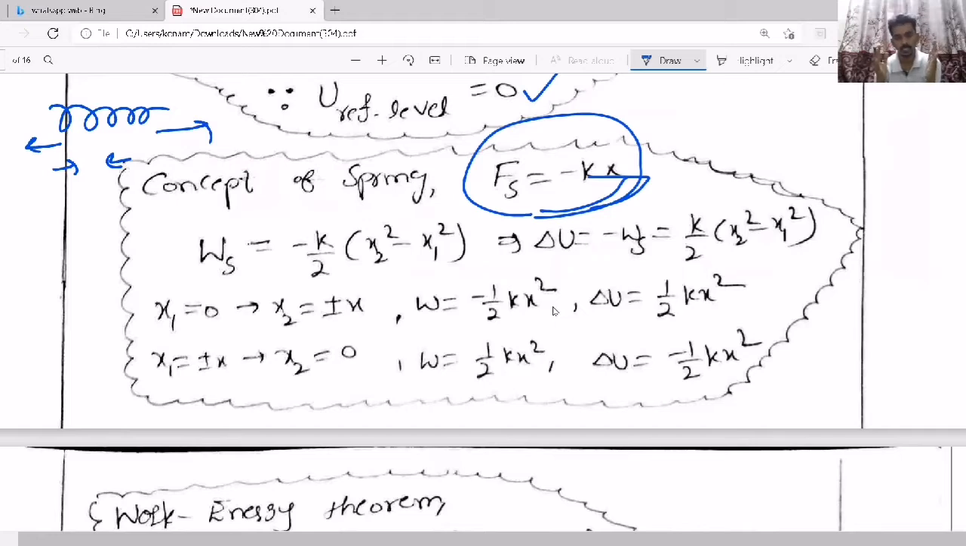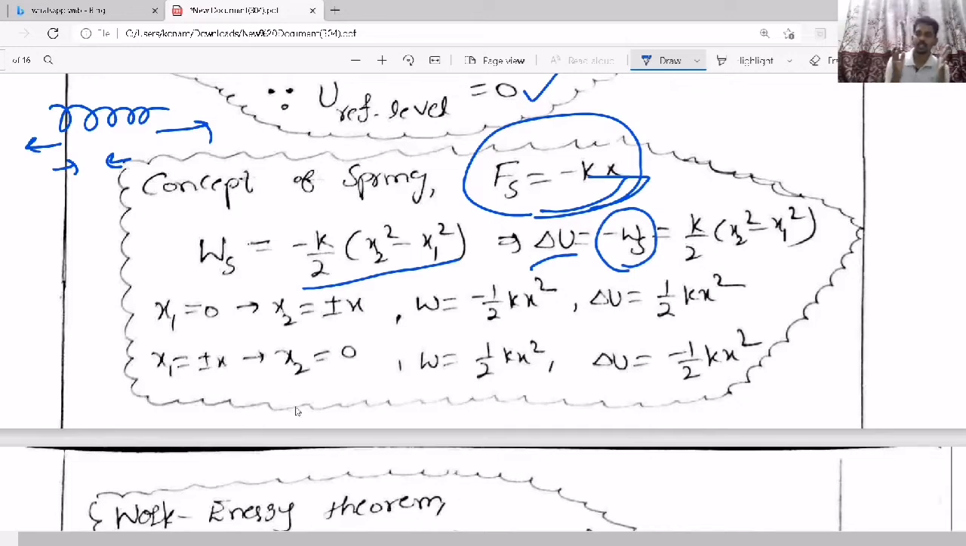Initially, suppose there is a compression x1, now you compress it to x2, then the work done. Or initially the extension is x1, then you extend it to x2, then what is the work done? In both cases, the work done formula is this: k by 2 minus k by 2 into x2 square minus x1 square. But just before we have seen, as this is a conservative force, the work done by this one is equal to the change in potential energy. But that is the negative of work done, so it will become plus.